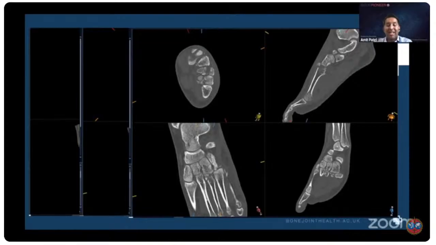Bit of a word on standing CT. I think access to that isn't universal. And I think the biggest use of that may be in the delayed presentations and getting them weight bearing on both feet in a standing CT.